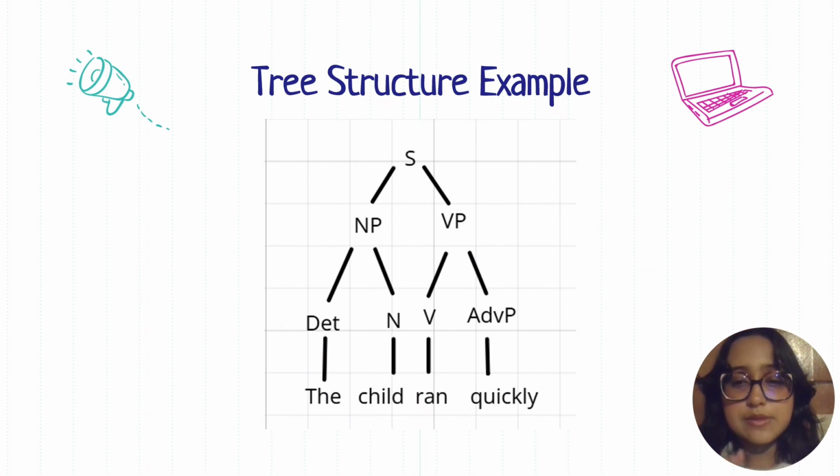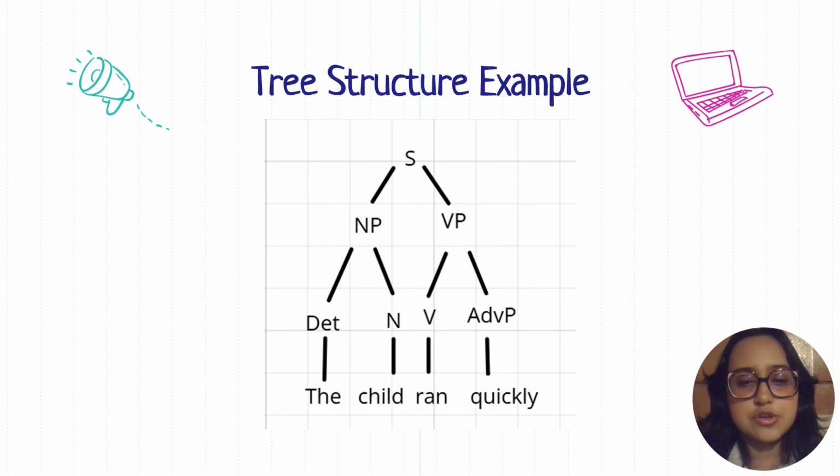To explain this in a more understandable way, we have the tree structure. In the phrase structure, we have two types: the tree structure and the bracket structure. But in this presentation, I'm only going to explain the tree structure.